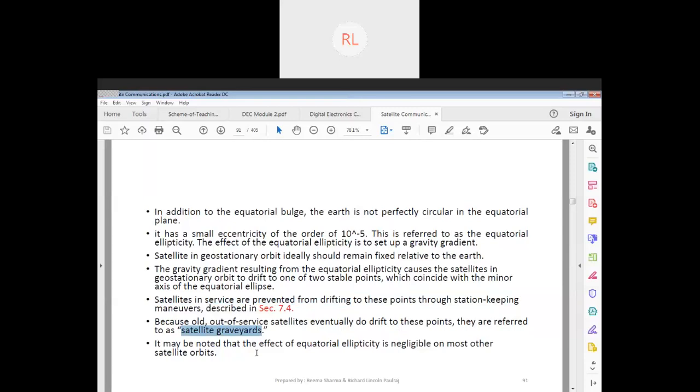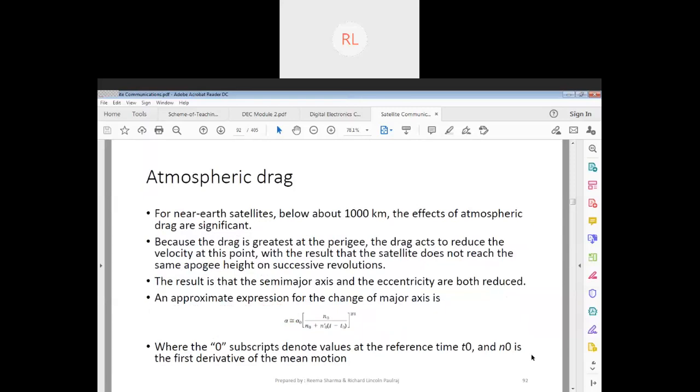So we will have the base station which actually has a proper control. It will track the satellites, and we can either move it to the left, right, top, bottom, anyway. Because old out of service satellites eventually do drift to these points, they are referred to as satellite graveyards. This is what I was talking about. Those satellites which are out of service, which we do not want to use, we will just leave them to drift away. So if they drift away, then it means that we have sent them to graveyards. It may be noted that the effect of equatorial ellipticity is negligible on most satellite orbits.